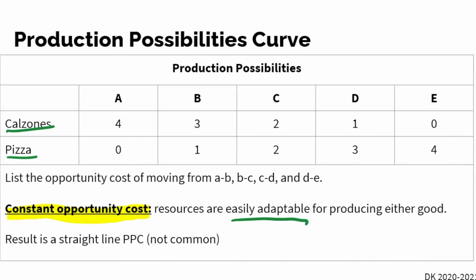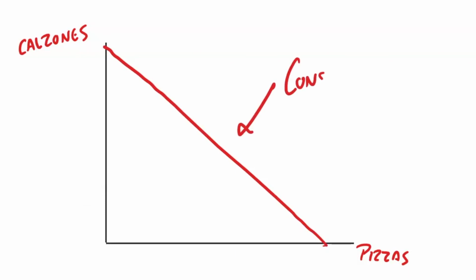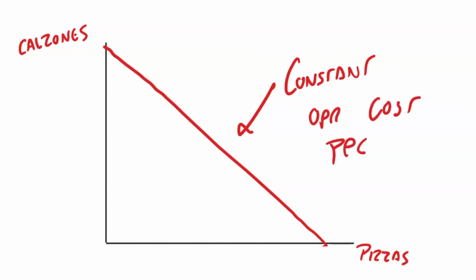And so that means for a constant opportunity cost, our curve is going to look a little bit different. Our curve is just going to be a straight line. And so this is, remember, a constant opportunity cost PPC. And all the same rules apply. If you're on the curve, you're still efficient. If you're inside the curve, you're inefficient. If you're outside the curve, you're still inefficient, but really we're going to call this unattainable.